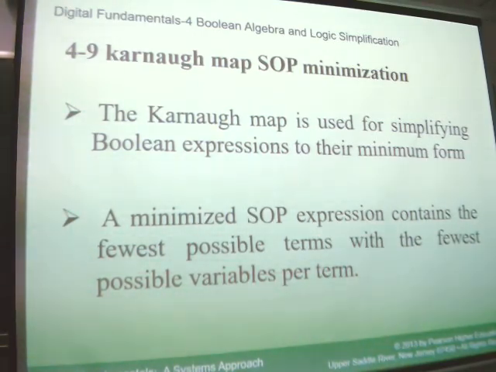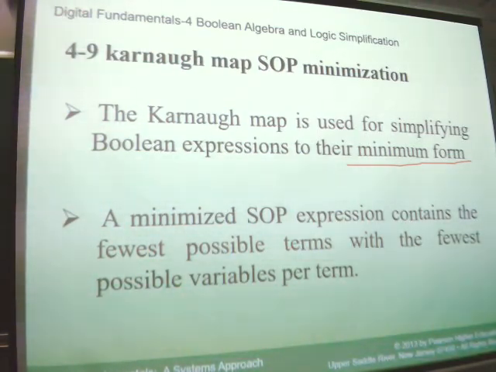Okay, we know the Karnaugh map, but how do we use the Karnaugh map for SOP minimization? We use the Karnaugh map to simplify our expression, to simplify our truth table. The Karnaugh map is used for simplifying Boolean expressions to their minimum form, or the simplest form. That is, to minimize the SOP expression to have the fewest possible terms with the fewest possible variables per term.